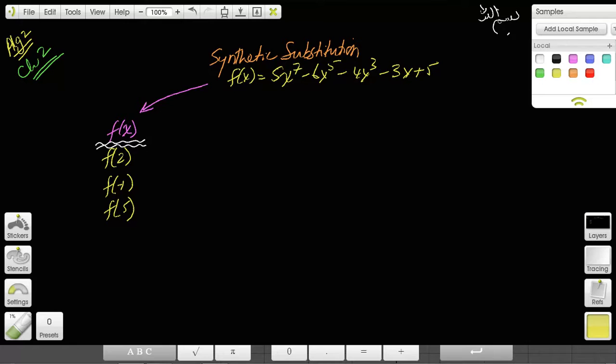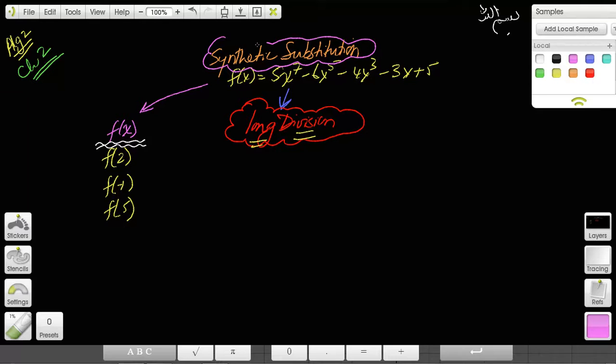The second very useful feature of synthetic substitution is actually what we're going to talk about today preliminarily, and this is long division. This is the topic of the day. Although we're not going to use synthetic substitution to do long division today, we're going to learn and review long division the old-fashioned way, and then inshallah next time we'll talk about how to use synthetic substitution in doing long division with polynomials.